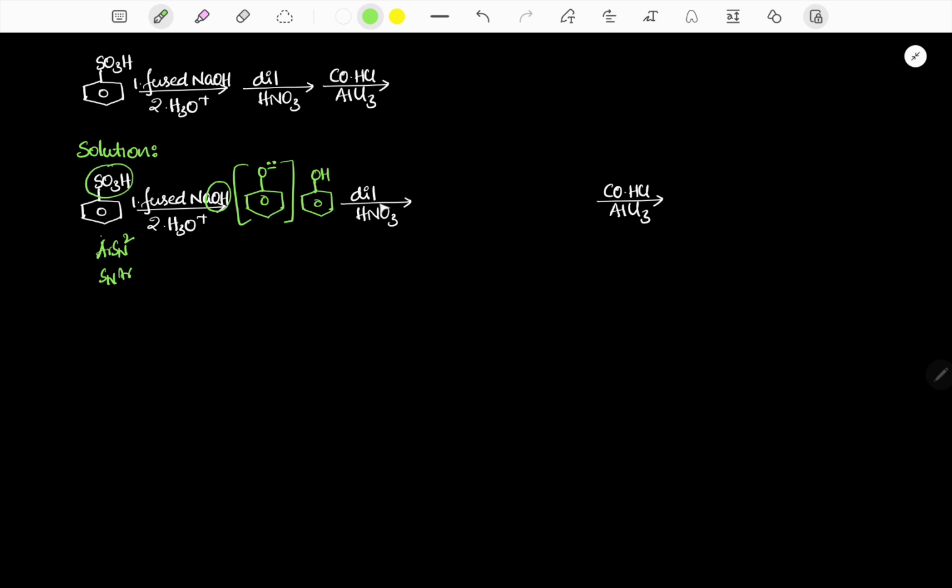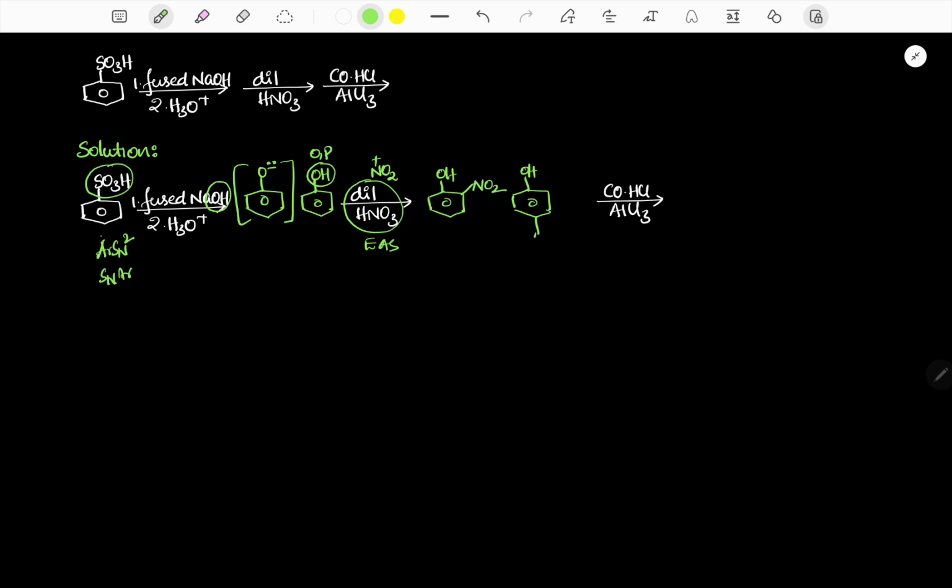When phenol is treated with dilute HNO3, we get electrophile NO2 plus and OH is OP directing. Therefore, electrophilic aromatic substitution takes place. We get corresponding O-nitrophenol and P-nitrophenol.